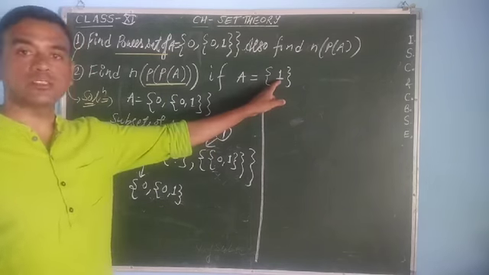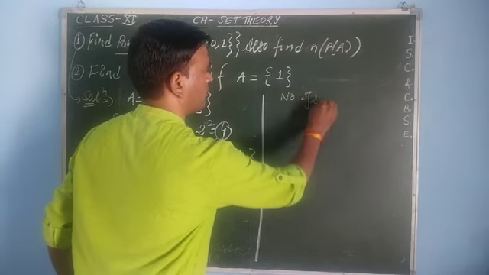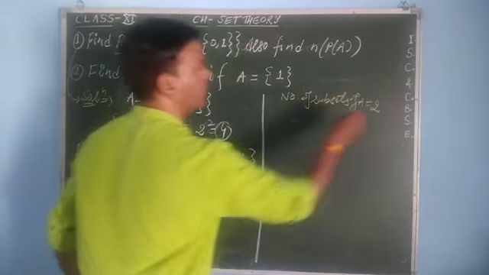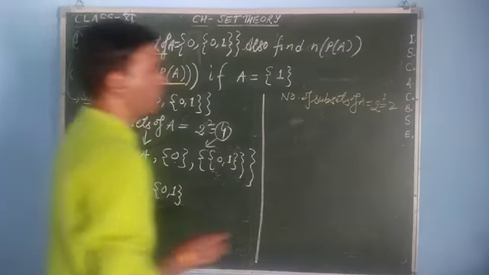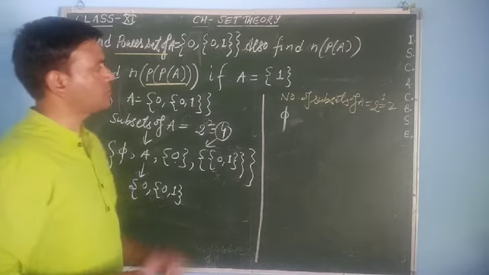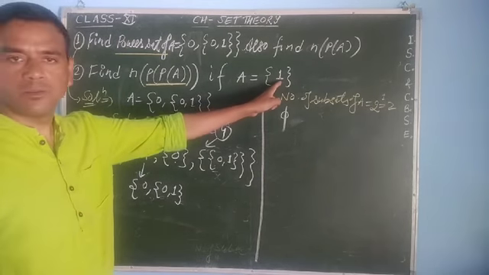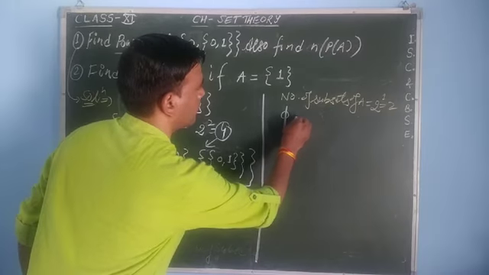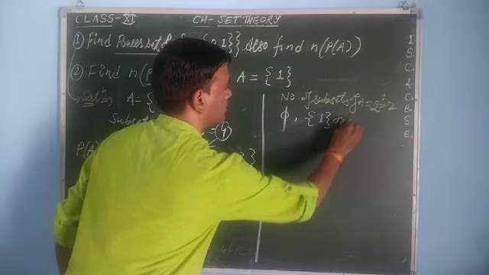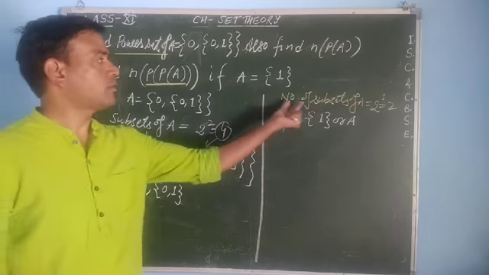So first of all we have to find the subsets of A. The number of subsets of A is equal to 2 to the power, how many elements are there? 1. So it means there are 2 subsets of A, which will be phi, because phi is always a subset of every set, and then the set itself, which is {1}, or you can write this as A. These are the subsets, because we have to find the power set of A.